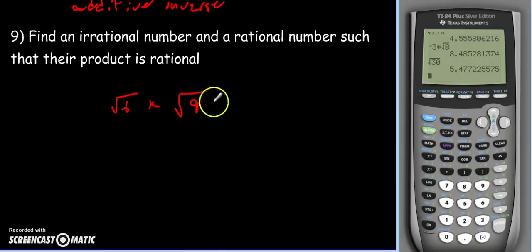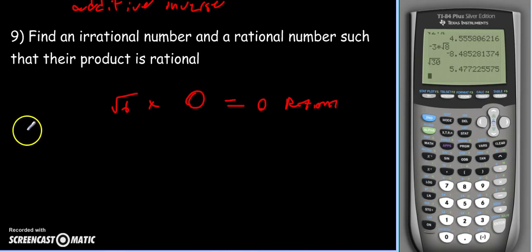Radical 9, so that would be radical 54, which is irrational, so that doesn't work. We can multiply it by 0, which gives us 0, so that would be rational. So 0 is helpful, as are negative radicals, for determining or creating rational or irrational numbers of your choice.